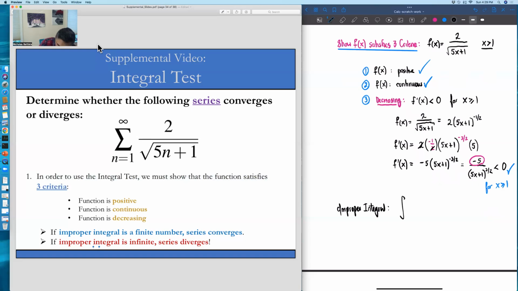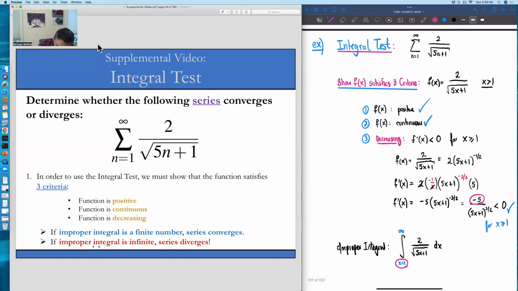So we'll take our series function, that's the function 2 over the square root of 5x plus 1. We integrate with respect to x, and we're going to integrate now from x equals 1 to infinity. And remember, where this x equals 1 is coming from is that's because our original series starts off at n equals 1.